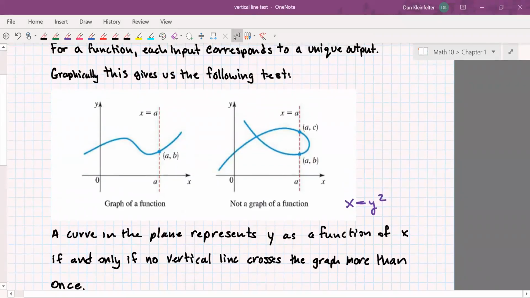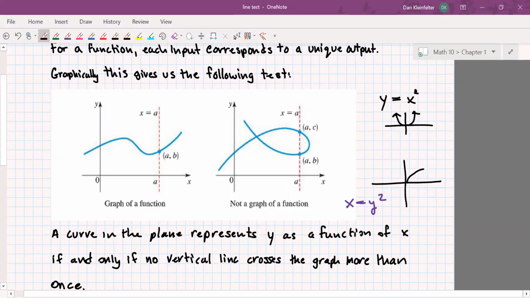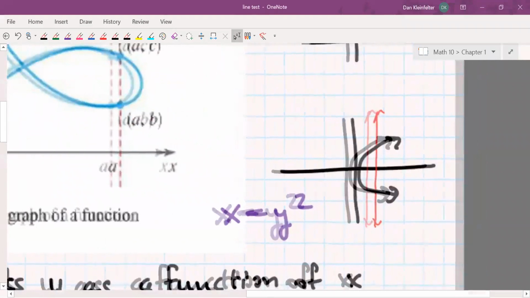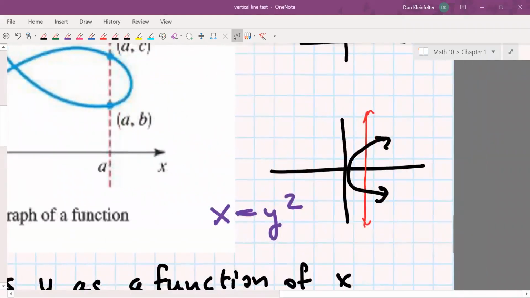An example of a graph of a function would be y equals x squared, which is a parabola with its vertex at the origin and opening upward. A graph of a relation that's not a function would be x equals y squared, which would be a parabola that opens sideways. In this case, there are a lot of different places where we could draw a vertical line through the graph and it would cross more than once.